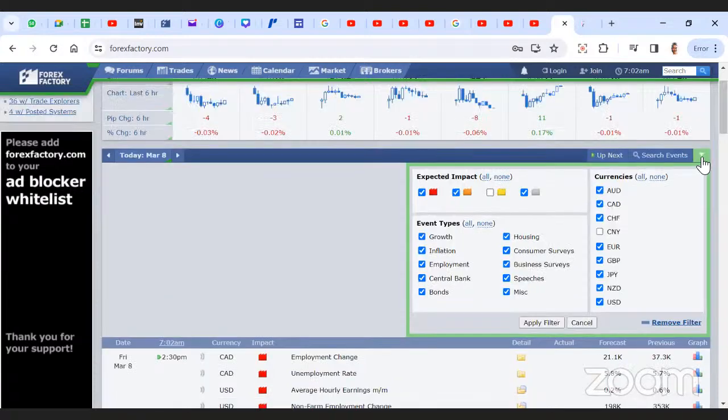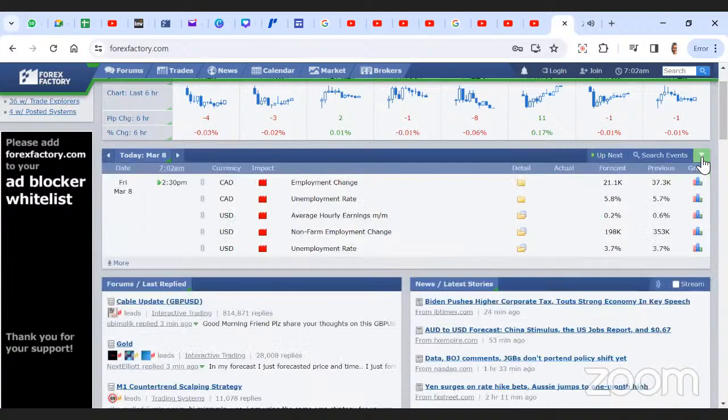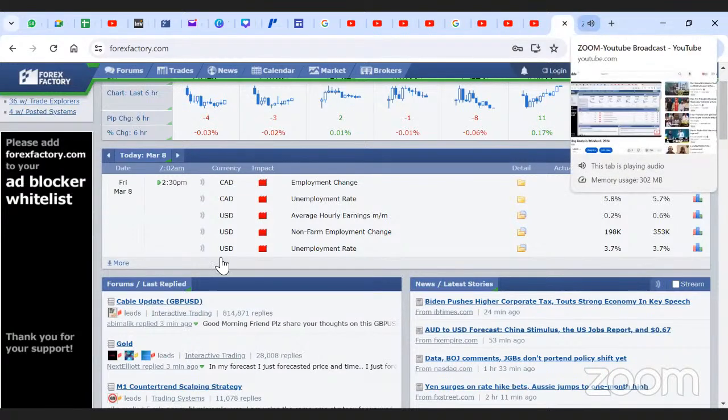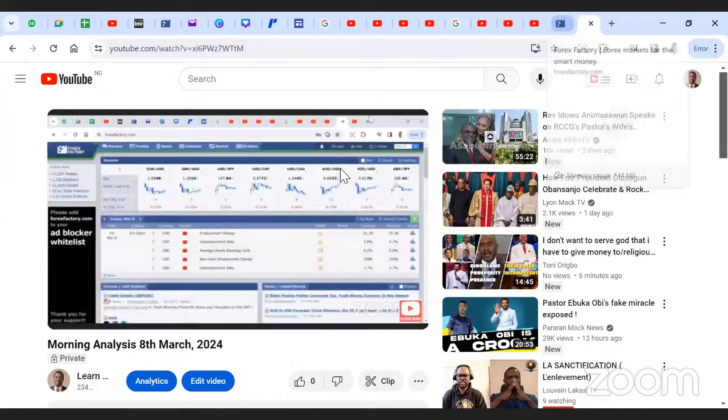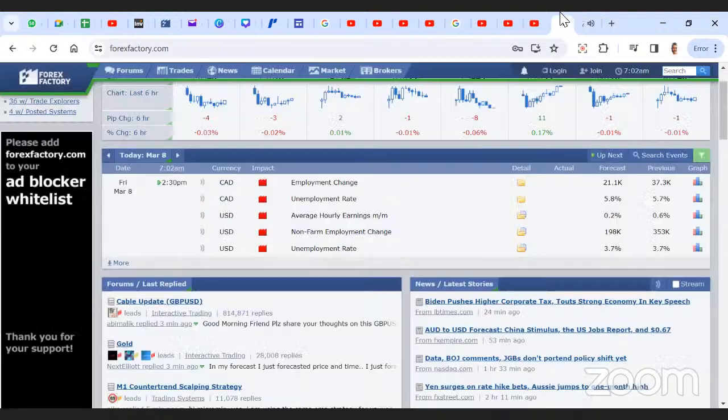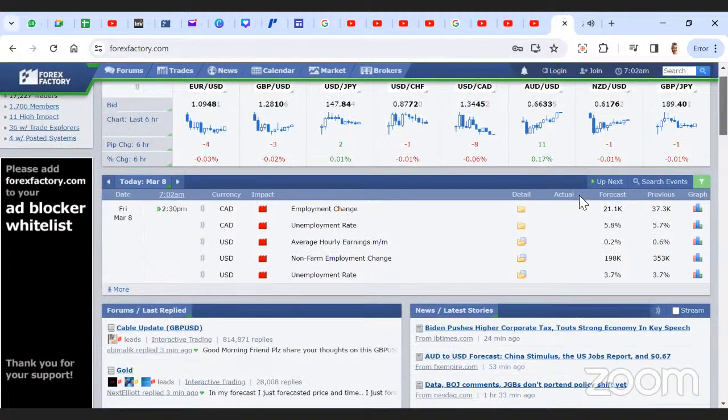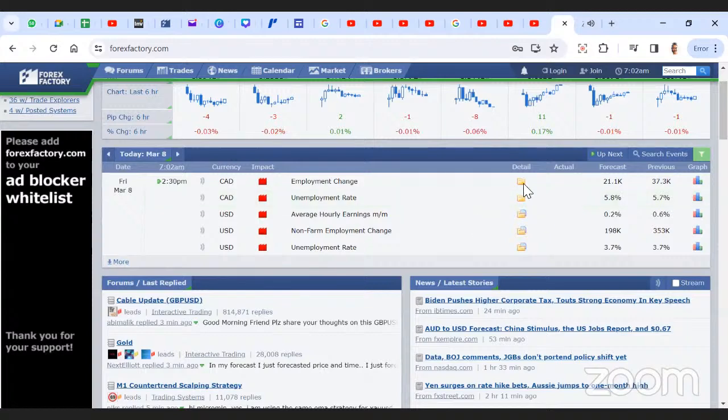So in the afternoon, we're going to have the employment rate and unemployment change from Canada. It's coming up by 2:30 p.m. And simultaneously, we are also going to be having the average hourly earnings, non-farm employment change, and unemployment rate coming up from the United States. So all the 5 events are going to run simultaneously. They will run at the same time. So the first 2, let's quickly look at it.